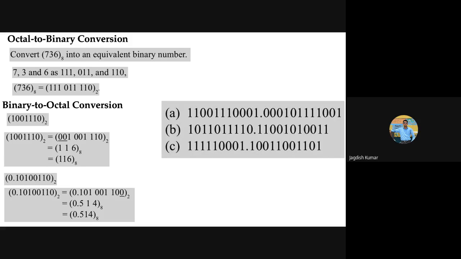Yes, any response for A? Then B, then C, and so on. A is 3161.0571. Yes, correct. So this is the answer to A. I hope all of you will be in a position to do this. Then go for B now.